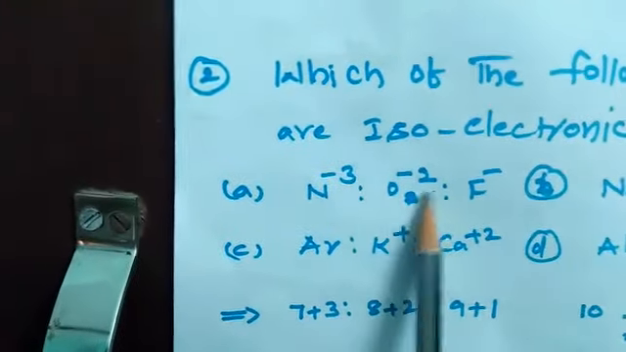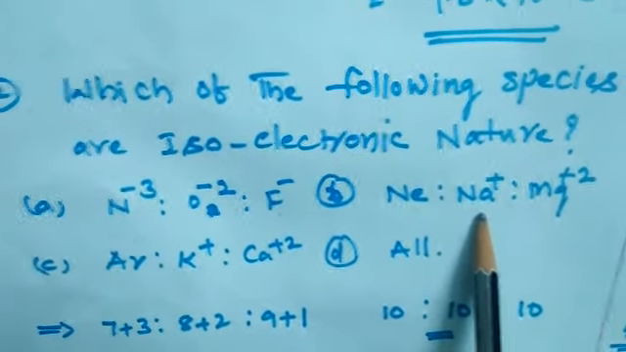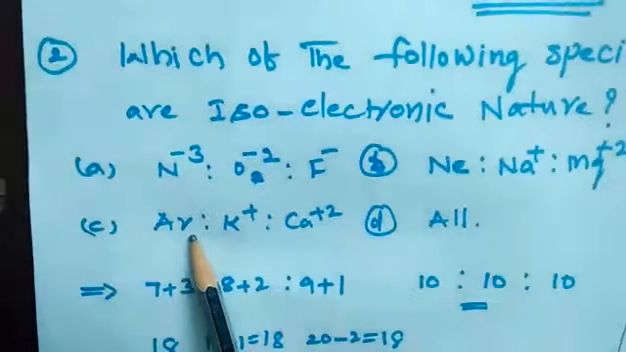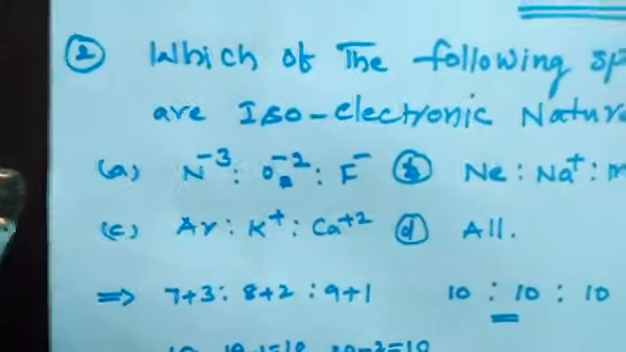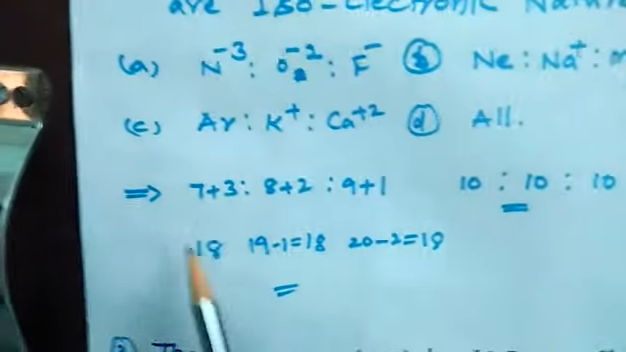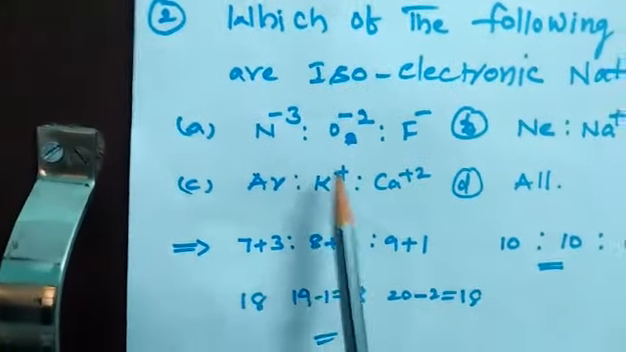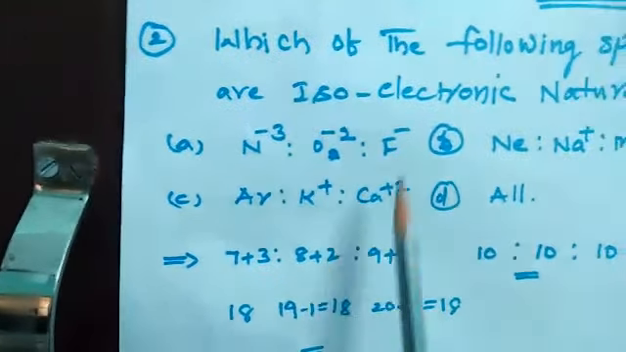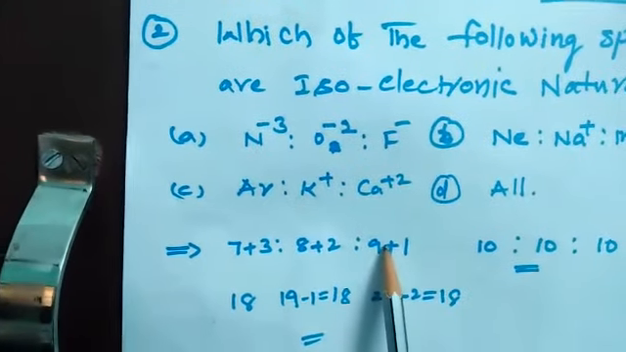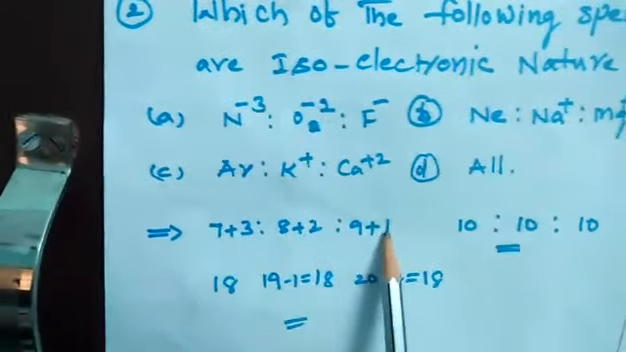Look here, the first one is N minus 3, O minus 2, F minus 1. The second one is neon, Na plus and magnesium plus 2. And the third one is argon, potassium, calcium ion. And the fourth one is D, all. So look here. The first one is nitrogen, atomic number is 7, 7 minus 3 means 7 plus 3. Oxygen is 8, 8 minus 2 means 8 plus 2. It is 10. And fluorine 9 plus 1 is equal to 10. So each of these species has the same number of electrons, 10.